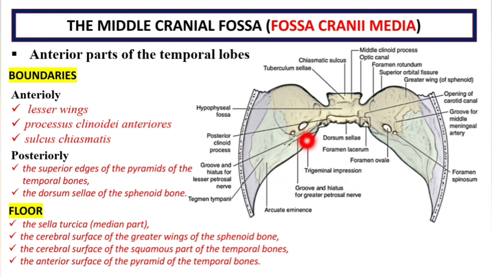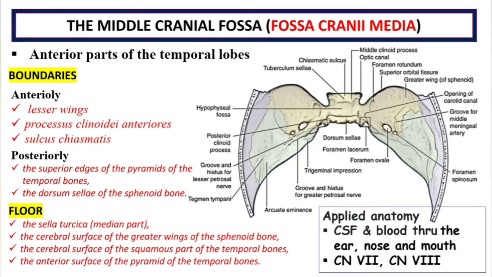And there's an impression for the trigeminal ganglion, right? Trigeminal impression, and the arcuate eminence, right? The arcuate eminence is actually formed by the superior semicircular canal of the internal ear, right? So what happens if there is a fracture, right? So if there is a fracture in the middle cranial fossa, there can be cerebrospinal fluid and blood. Those will actually flow through the ear, nose, and mouth. And because I told you, there is the internal acoustic meatus, right? Internal acoustic meatus, it actually transports the important nerves, the 7th cranial nerve, the facial nerve, and the 8th cranial nerve, the vestibulocochlear nerve, right? So they can be damaged.